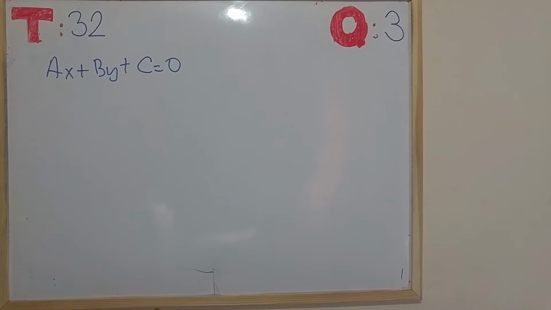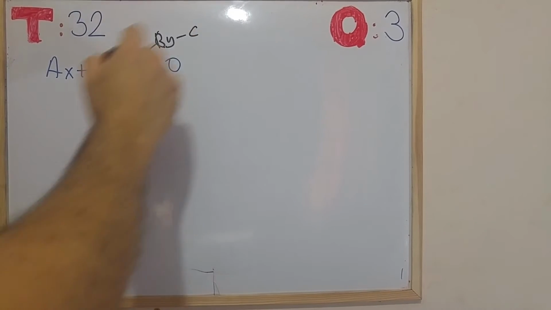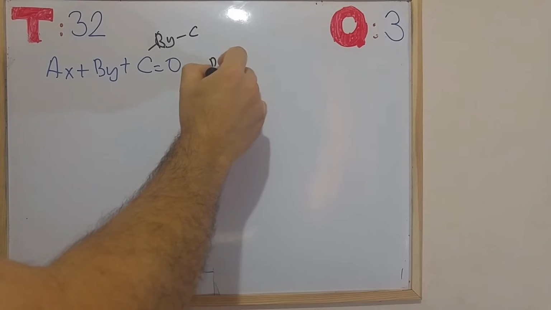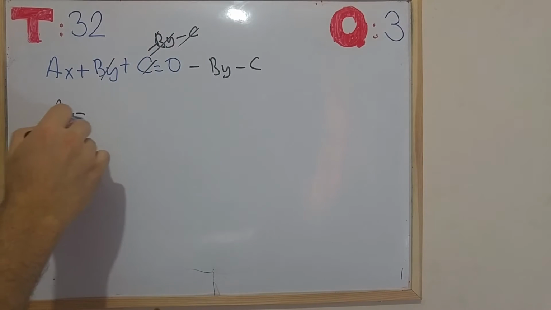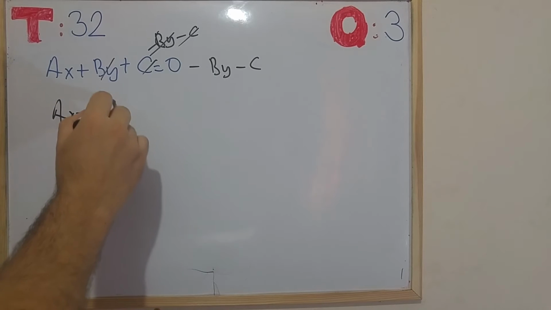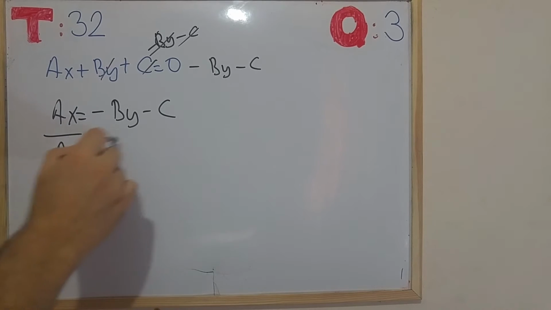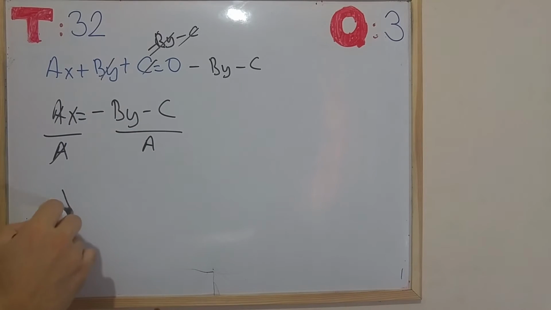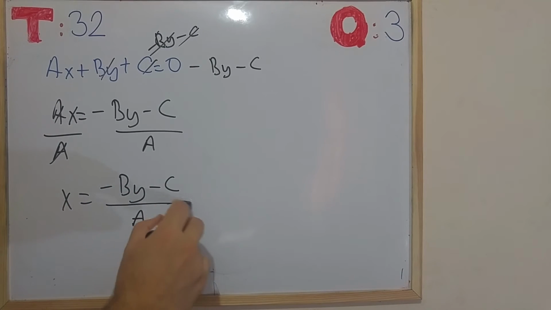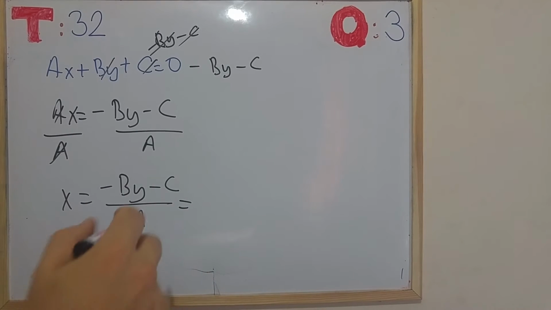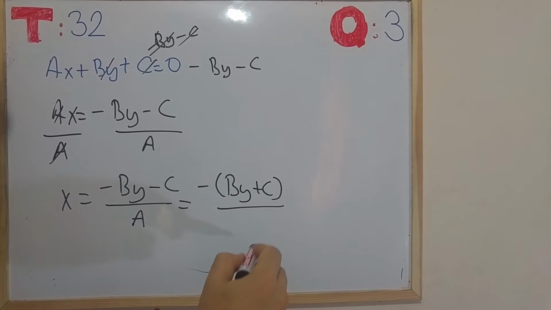For x, so let's subtract by and c from each side, minus by minus c. So these cancel each other out, and I have ax is equal to minus by minus c. And in order to leave x alone, I just divide everywhere by a, so that I have x is equal to minus by minus c over a. Or if I want to take this numerator into the parentheses of minus, I can just write it as minus by plus c over a.